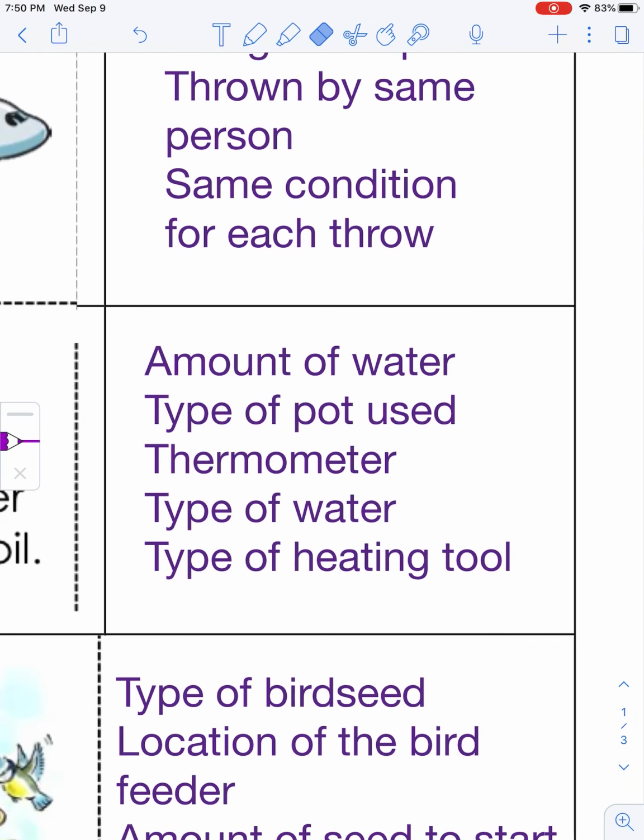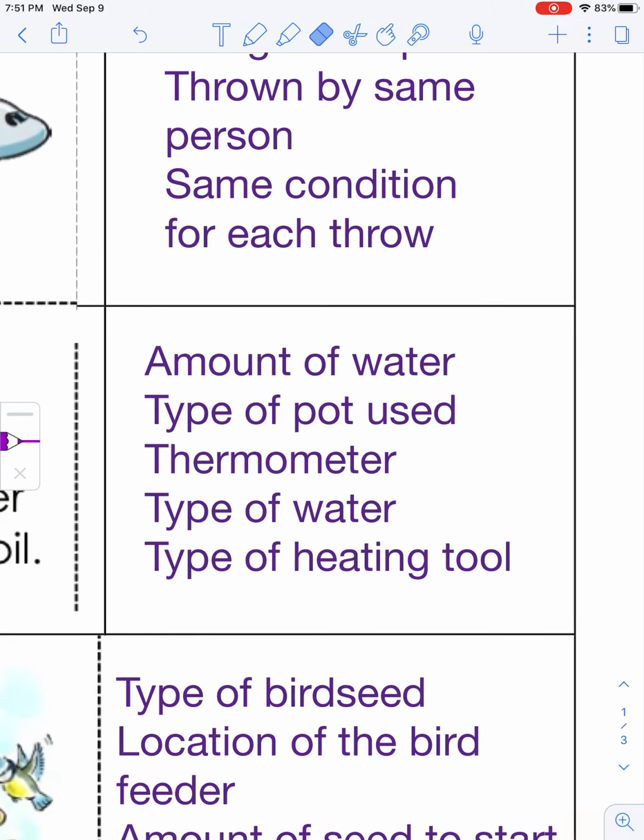So what we have to keep the same, we have to have the same amount of water. We have to use the same type of pot. You have to use the same thermometer. You have to use the same type of water. You can't have sugar water or distilled water versus tap water versus sparkling water, because then you've changed the type of water, and you can't do that. So the type of water has to be the same, and then also the same type of heating tool.